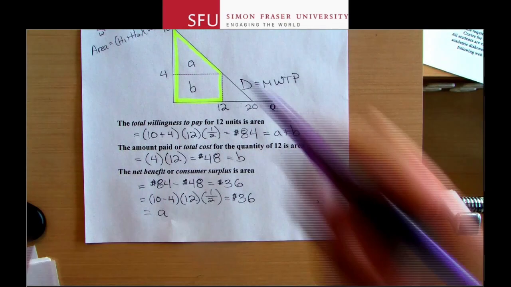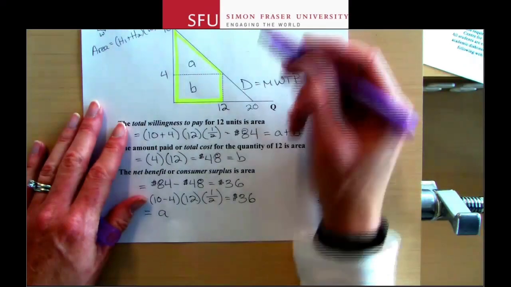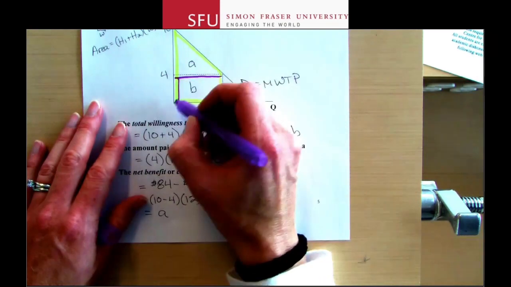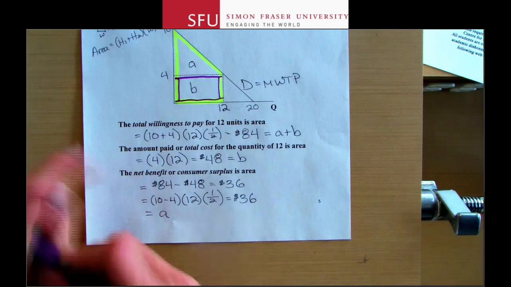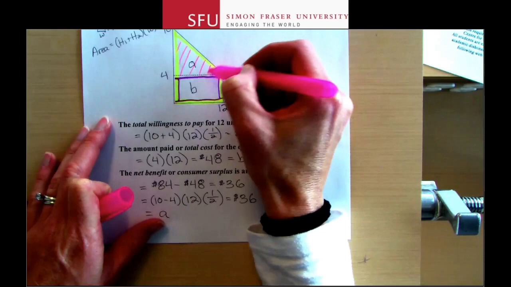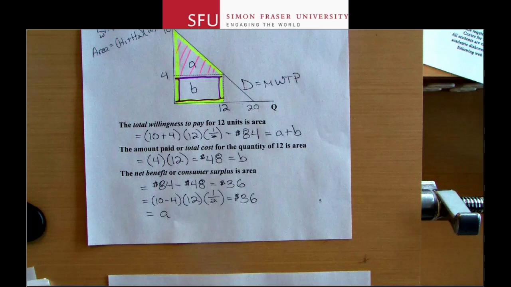Okay, so total willingness to pay, or total benefit, is the full area under the demand curve. The amount that the person actually pays is area B. And then the surplus, or the net benefit, is area A. Okay, so again, what we're doing here is we're measuring how much better off people are when they can buy stuff. Now, what happens when the price goes down?